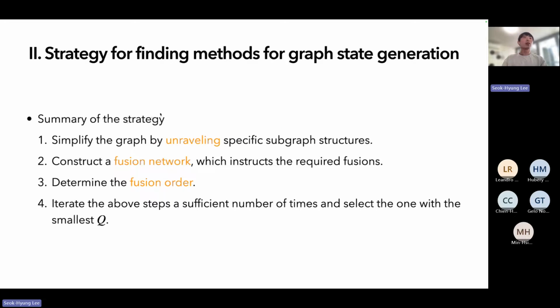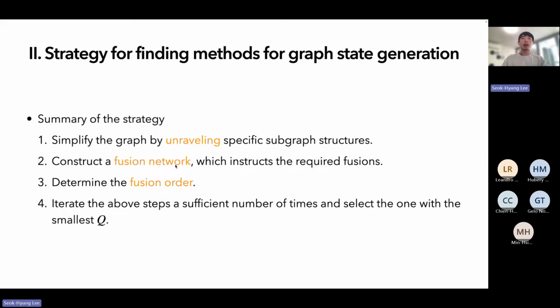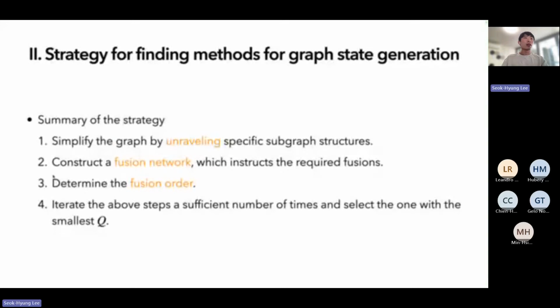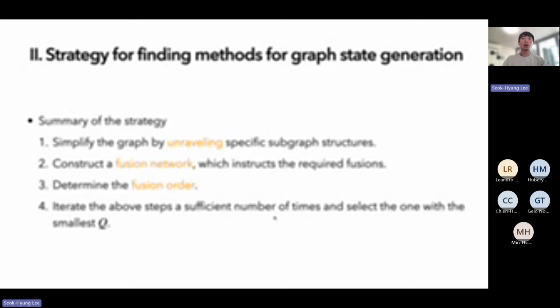So our strategy can be summarized as follows. We first simplify the graph by the so-called unraveling process, and we consider two types of subgraphs here, bipartitely complete subgraphs and cliques. After that, we construct a fusion network to generate the unraveled graph state, which instructs the required fusions. And of course, it contains some randomization process because the fusion networks are not unique for a given graph state. We then determine the fusion order based on the aforementioned strategy. These three steps make a single sample of the strategy, and we iterate these three steps a sufficient number of times and select the one with the smallest weight and smallest resource cost.